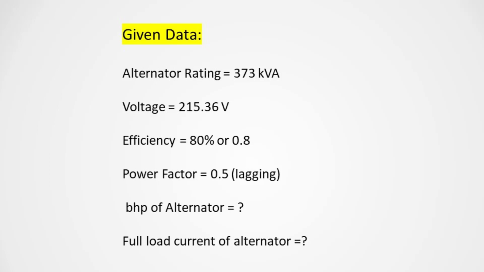215.36 volts. Now, if someone tells you that this alternator is 80% efficient and works at a lagging power factor of 0.5, could you determine the brake horsepower, or BHP, of the engine driving it? And what about the full load current of the generating set? Let's break it down step by step.